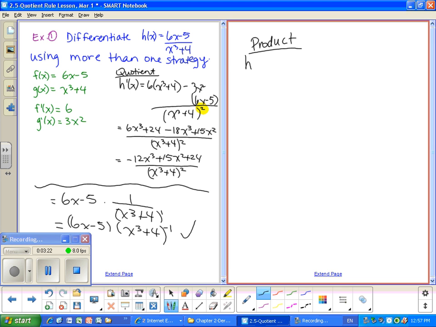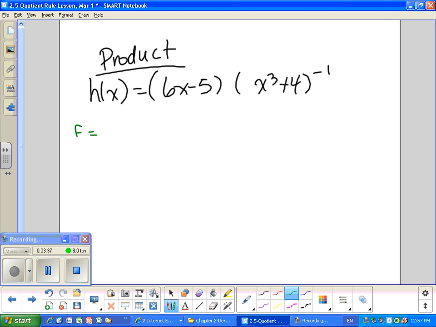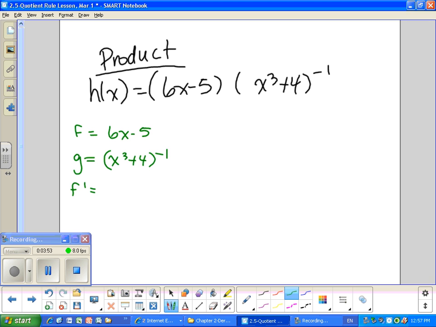So we have our h of x equals 6x minus 5 and x cubed plus 4 to the negative 1. We're going to do the product rule. Let's identify what is our f, what is our g. So what's our f? Good. And what else are we multiplying it by? Perfect. So now that we have our f and our g, let's find our f prime. What's that? And our g prime?